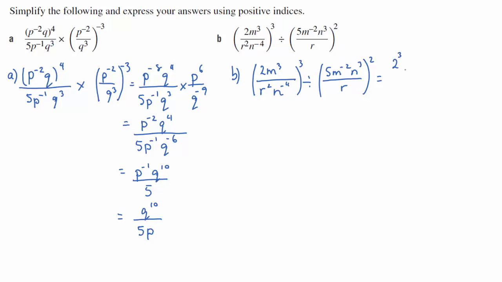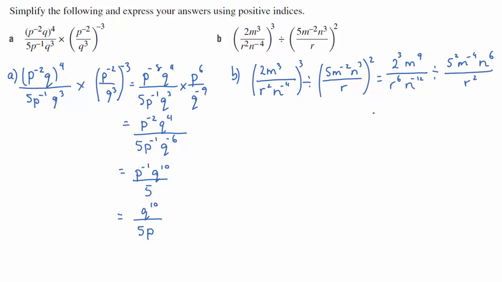So we have 2 cubed times m to the power of 3 to the power of 3, which is m to the 9, over r squared to the power of 3, so that's r to the power of 6, and then n to the power of negative 4 to the power of 3, which is n to the power of negative 12. That's divided by 5 squared times m to the negative 2 to the power of 2, so that's m to the power of negative 4, and then n to the power of 3 to the power of 2, so that's n to the power of 6, and that's all divided by r squared.